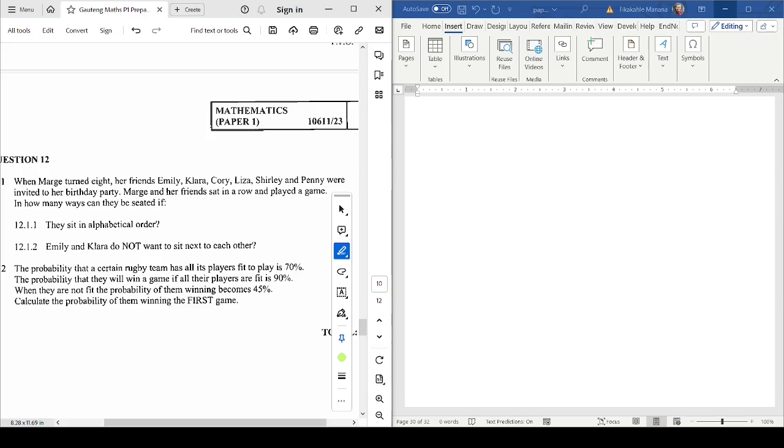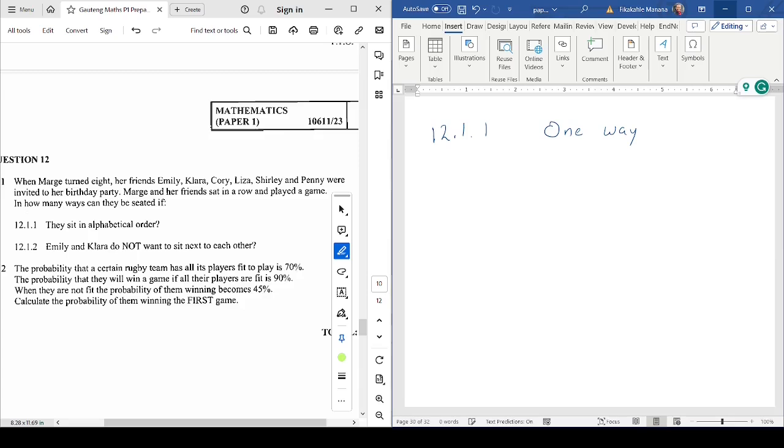Okay, so alphabetical order, if we look here, there is M, there is E, there is K, there's C, there's L, there's S, there's P. None is repeated. So there's just one way. Simple as that. 1.1. There is just one way.